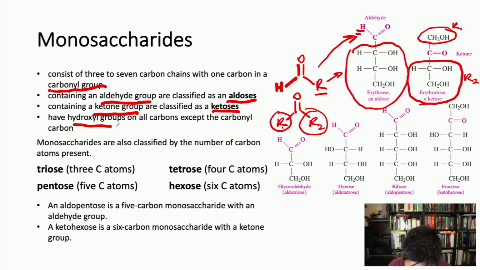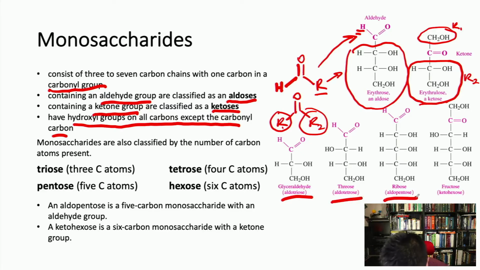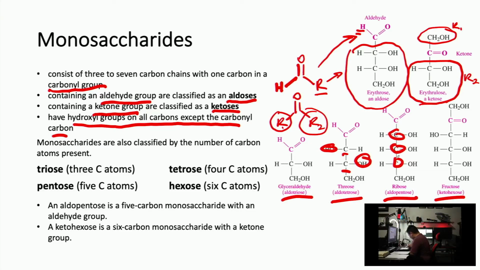They all have hydroxy groups on all the carbons except for the carbonyl carbon, right? And it makes sense because the carbonyl carbon doesn't have room for any other groups. So as you look at things like glyceraldehyde, triose, ribose, and fructose, on every carbon that's not the carbonyl carbon, there's an OH connected to it. There's 3 carbons right there that's not the carbonyl carbon. There's another one right there. Well, they all have OHs on them: OH there, OH there, OH there, OH there.